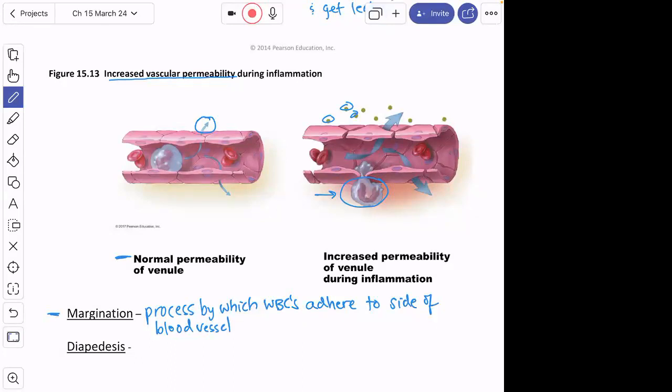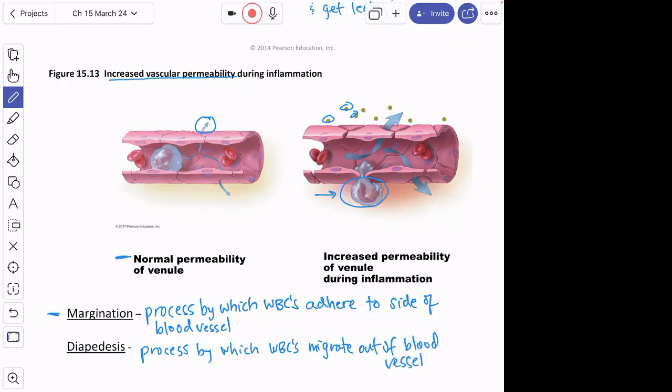That has to be a series of different boxes checked in order for that to happen. So there has to be the right receptors recognizing the right proteins. There's all sorts of things involved there. So that's actually complicated. It adheres to the side of the blood vessel, and then the process where the cell actually leaves the blood vessel, we call that diapedesis. Okay, so that's the process by which white blood cells migrate out of the blood vessel.